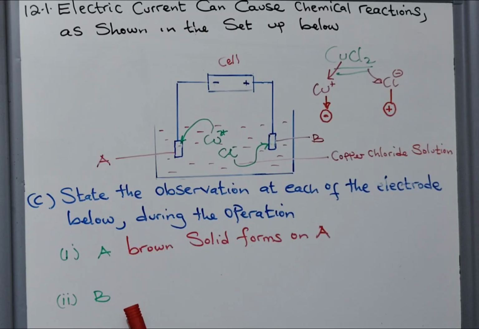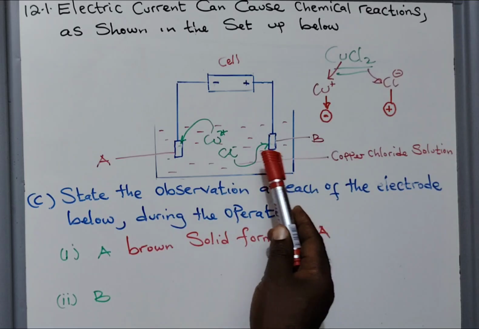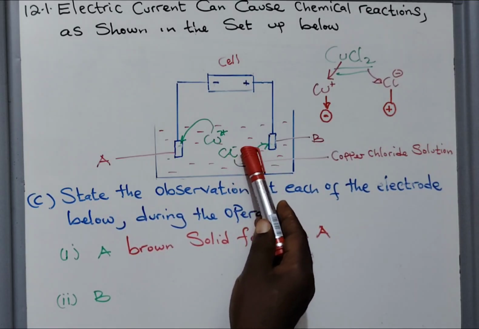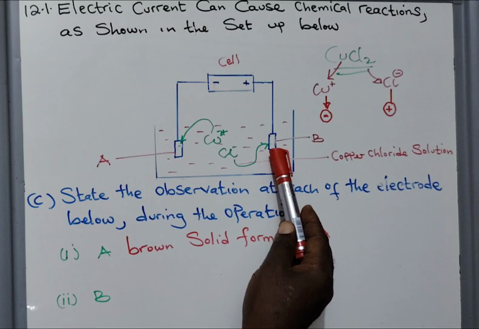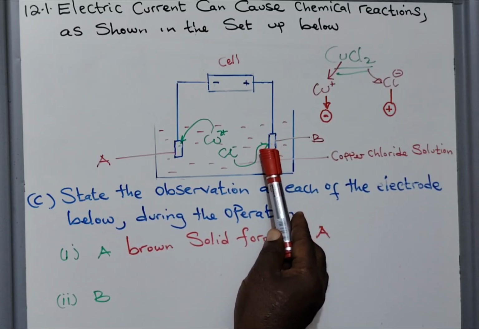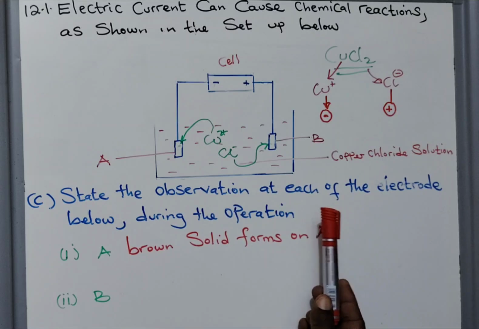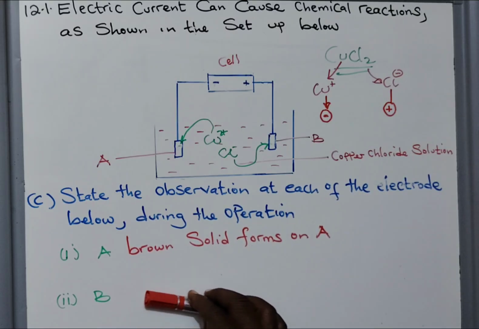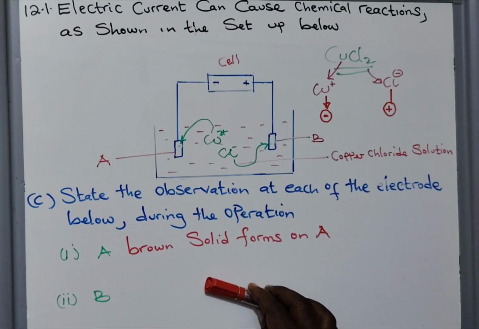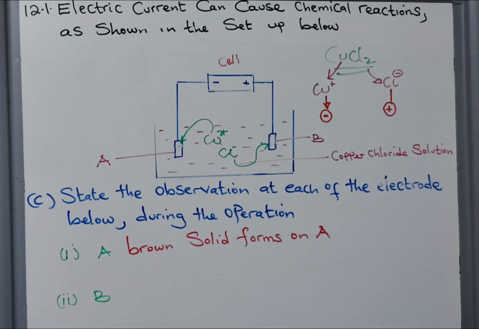Then we come to B. What do you observe at B? We know that chloride ions moved to B, and then chloride ions turned into chlorine gas. So what are you going to say here? Chlorine gas forms at B, but you have to know that chlorine is a green gas. So you can say greenish yellow gas forms at B.